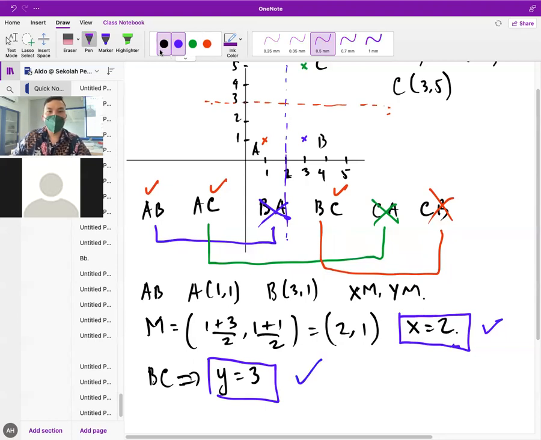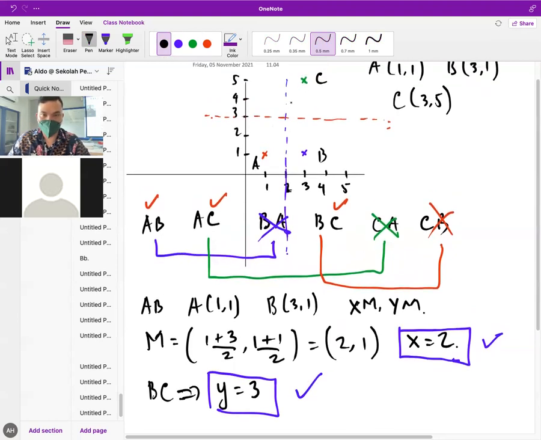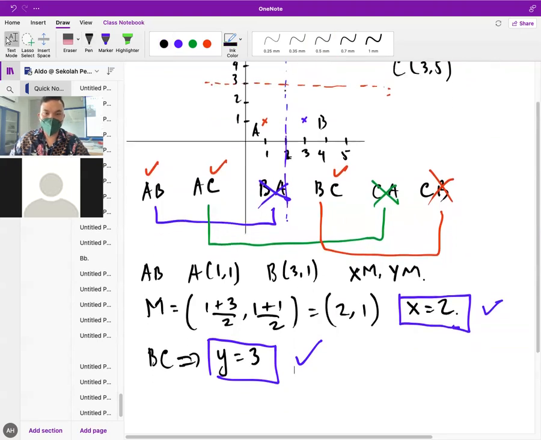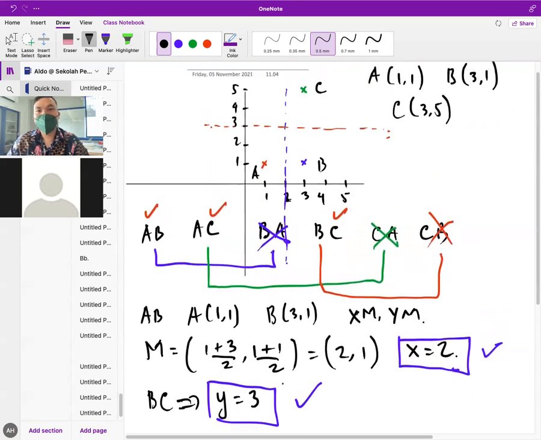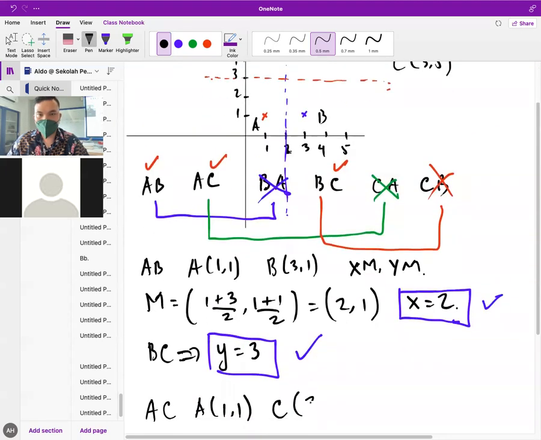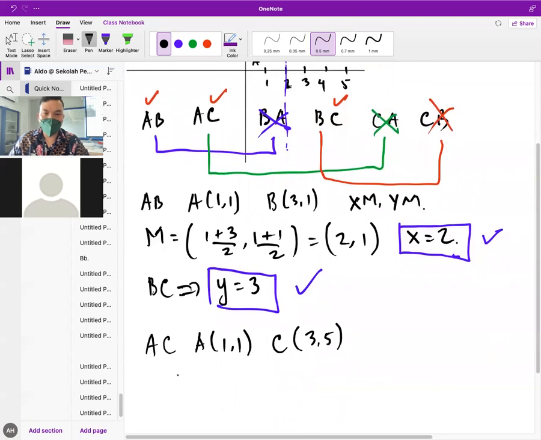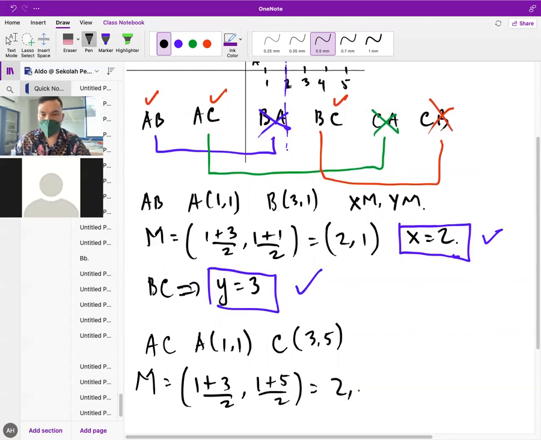Okay, and then the last one. This one we need the tedious calculation. AC. So AC, A is 1, 1, and C is 3, 5. Therefore, the midpoint is 1 plus 3 over 2, 1 plus 5 over 2. So equal to 2, 3. So this is the XM, YM.